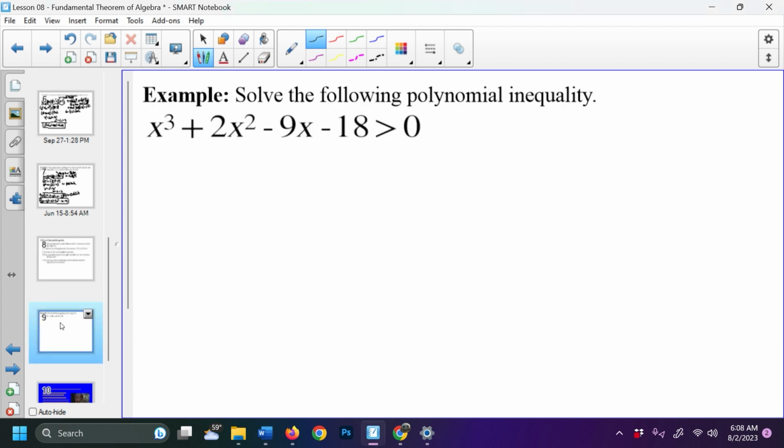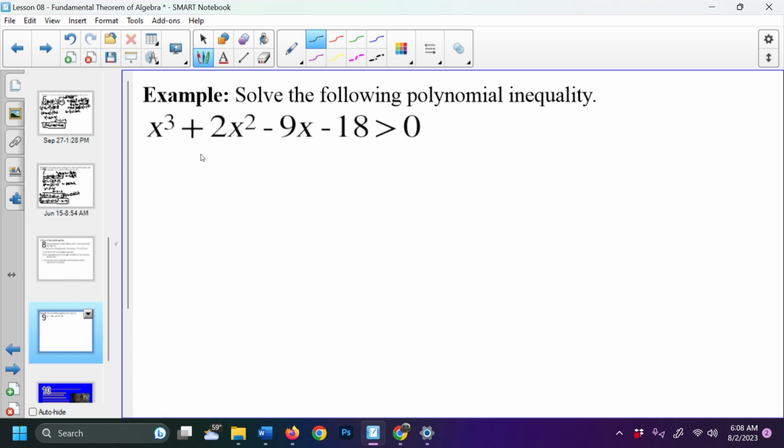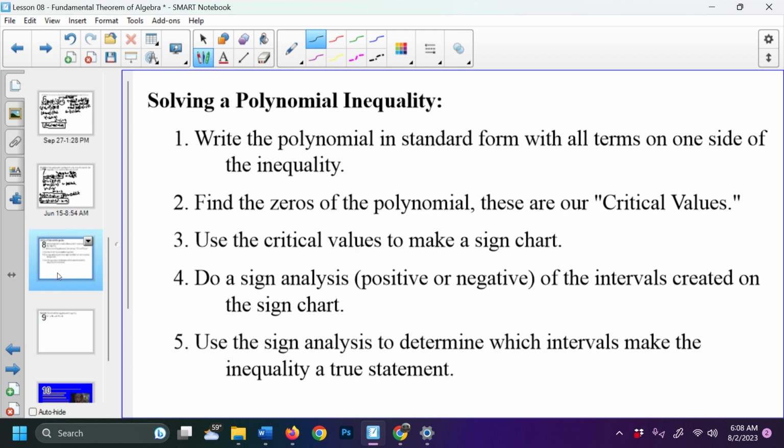So let's do an example of that. Let's go through it. It says solve this polynomial inequality. I have that here. First step says write the polynomial in standard form with all terms on one side of the inequality. And I have done that here. And then it asks us to find the zeros. These are going to be our critical values.